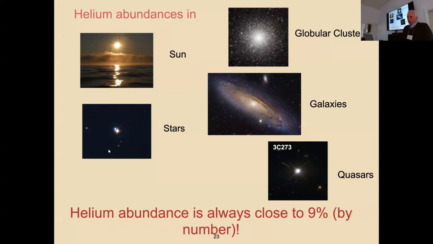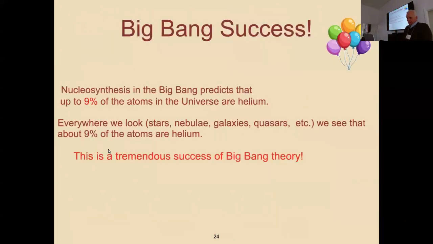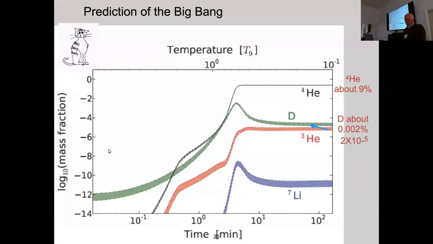Okay, now here's the deal. We can measure helium abundances in the sun, in stars, globular clusters, I'll mention those in a minute, galaxies, quasars, and everywhere we look, it's 9% helium. Okay, so it's a tremendous success of the Big Bang. It's a prediction of the Big Bang that is the way we should see helium. So the Big Bang has predicted things that, for example, the steady state couldn't explain very well. I don't know how they dealt with the helium, but anyway. So that's the prediction of the Big Bang.